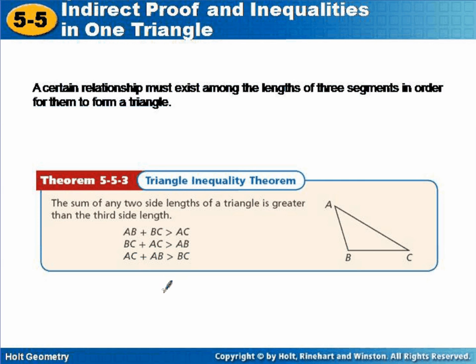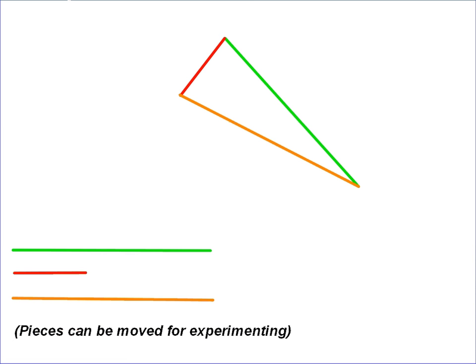And the rule for how we decide which side lengths we can have, which ones will meet up to make a triangle, is this. The sum of any 2 side lengths of a triangle has to be greater than the 3rd side length. Now we have a picture here.